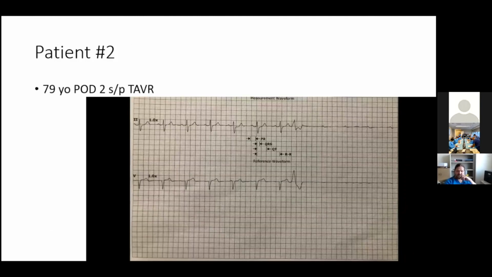So we're going to come back to our second patient that we were talking about, the 79-year-old post-op day 2 after the TAVR.